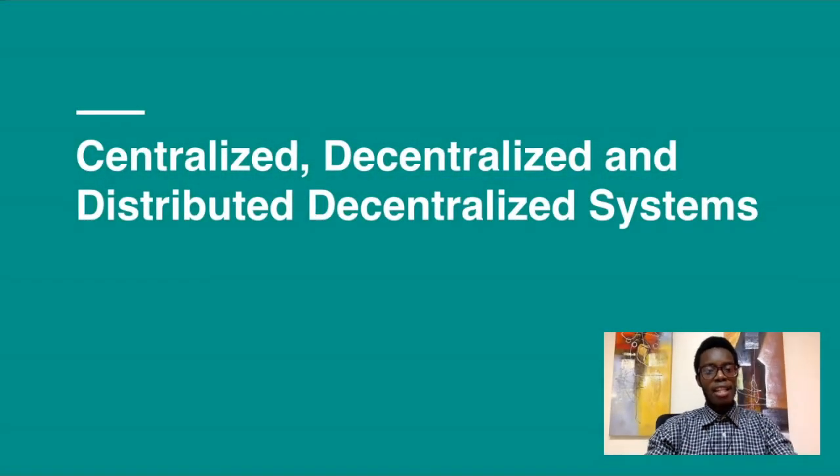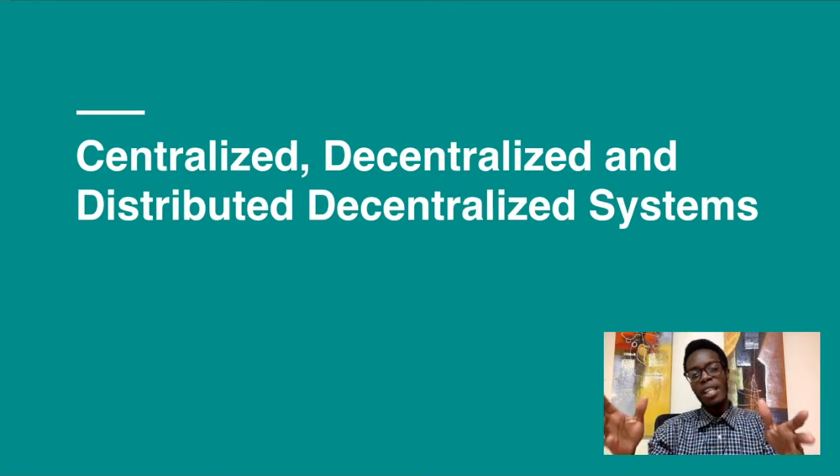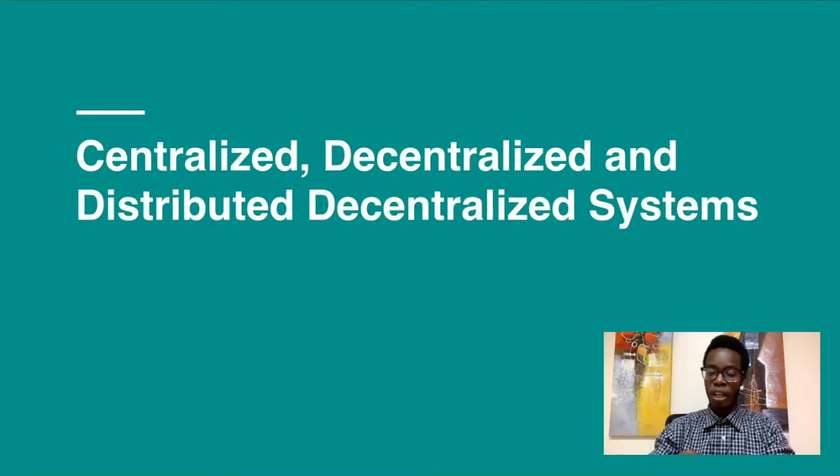Centralized, decentralized, and distributed decentralized databases or systems. In this lecture, we'll cover the three main types of databases and what the main differences between them are. Keep in mind, as we stated before, that blockchain is a type of database, and before we get to understanding what blockchain is, it is key that we understand the different types of databases we have out there.